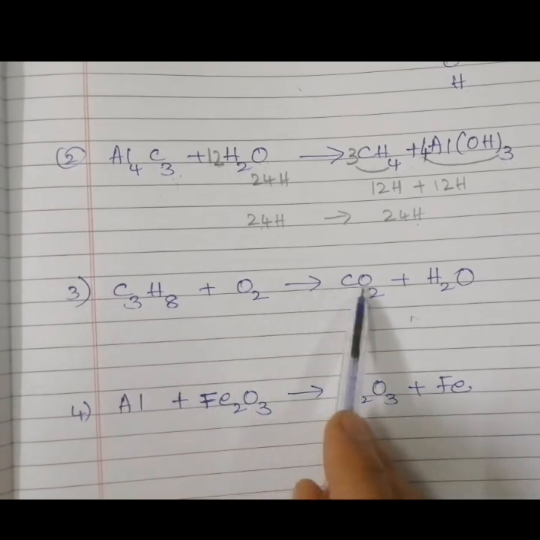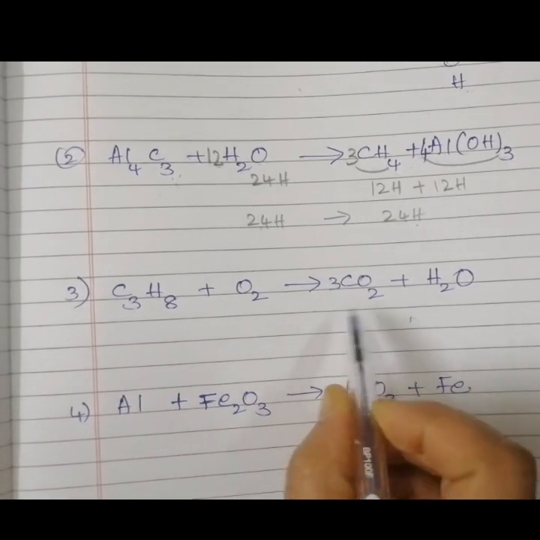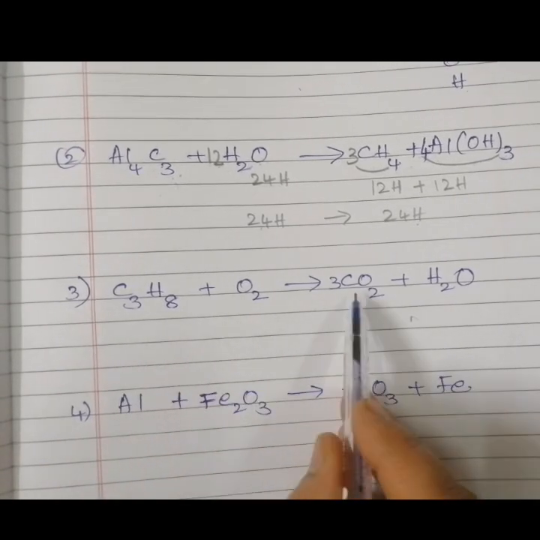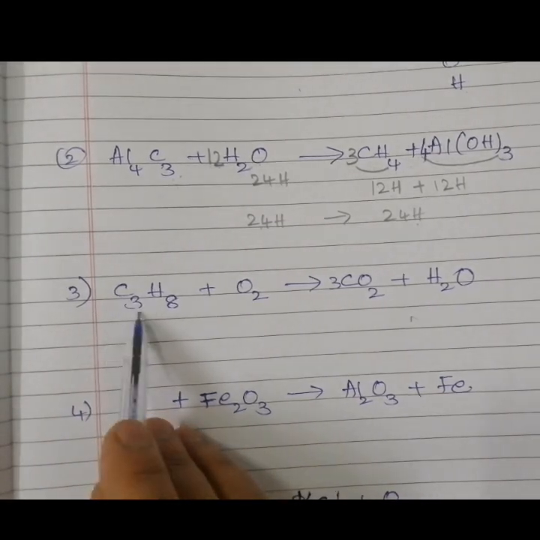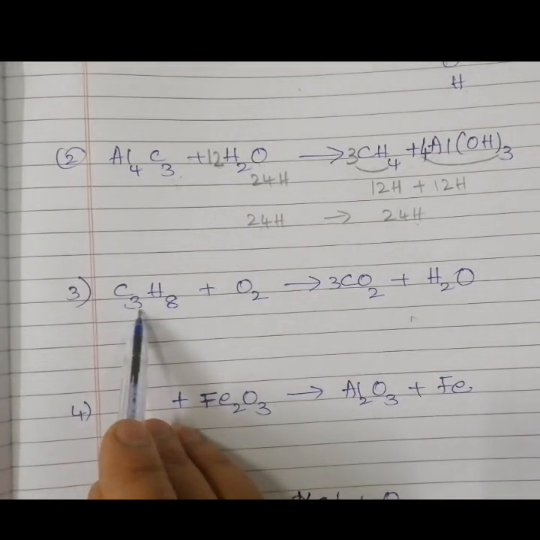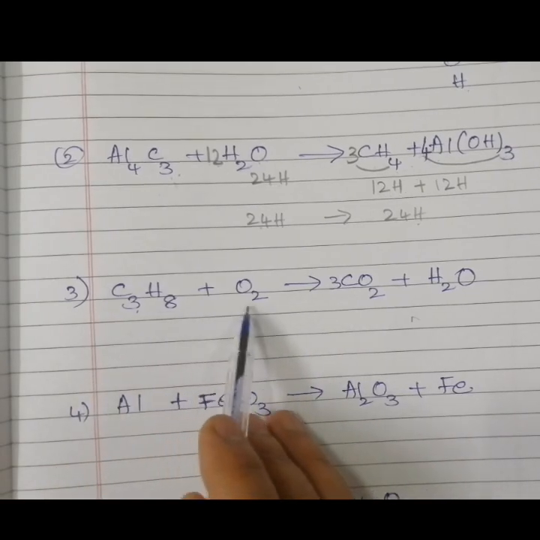3 carbons are there here, only one carbon is there. So I will write here 3 carbons. Okay, 3 carbons, 1 carbon. Here 1 carbon is there, here 3 carbons are there. I will write 3 carbons here. Now the non-metals are balanced. Now we'll go to the oxygen.